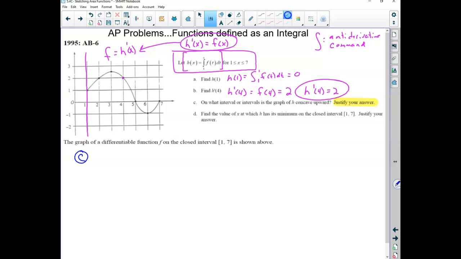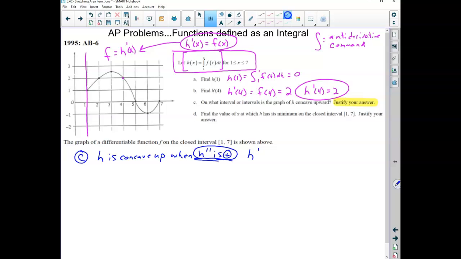Well, on what interval or intervals is the graph of h concave up? So what do I think? I think h is concave up when what? Well, I guess h is concave up when h double prime is positive. Okay, I'm making that connection there. Well, they didn't give me h double prime. They gave me h.